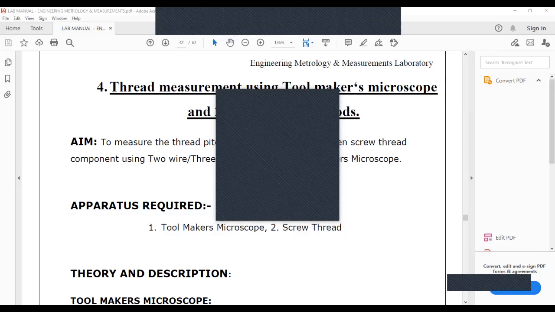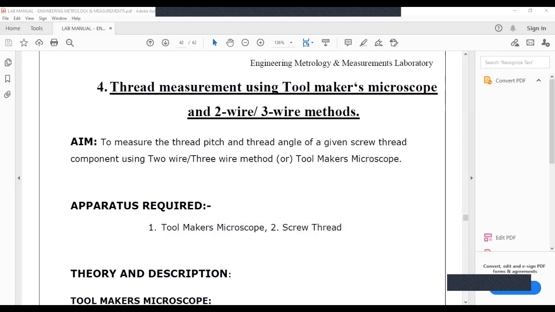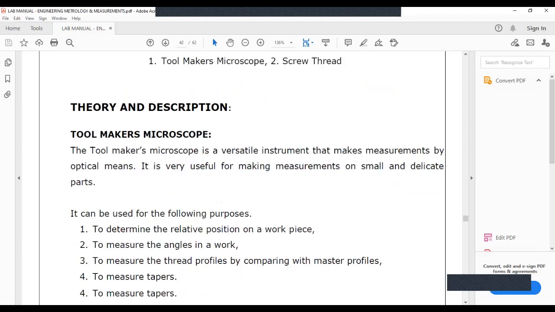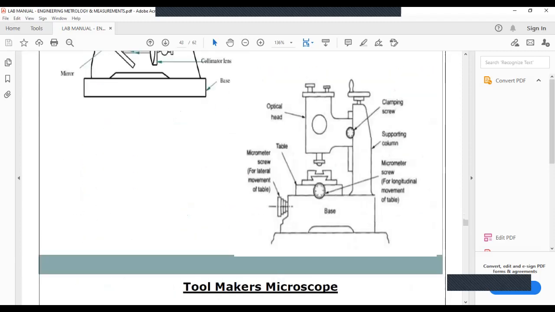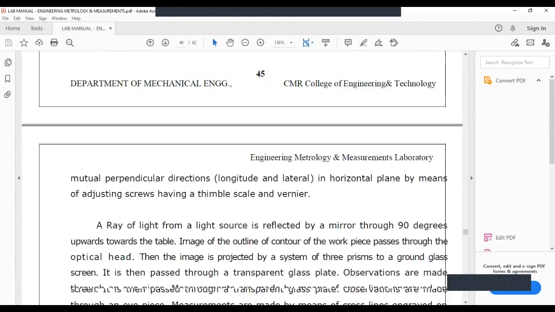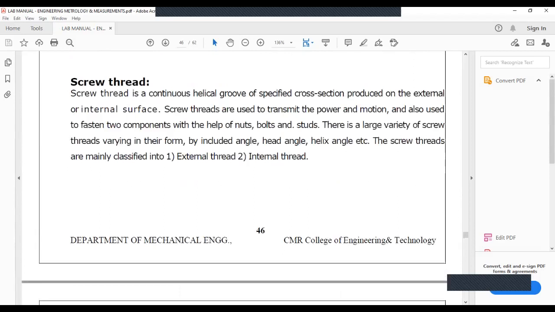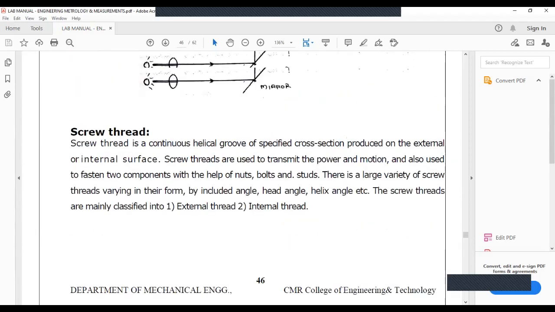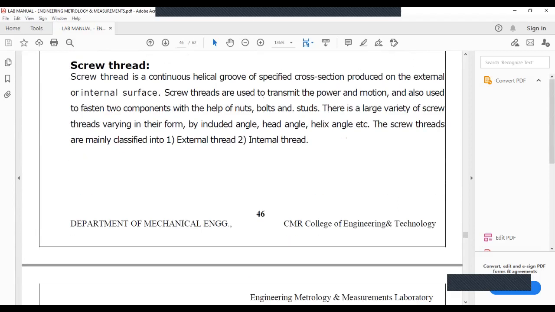Once you have taken this information, now, as I told you, here our intention is to find out the thread pitch and thread angle. So these are the two things. First of all, we need to find out where exactly this thread pitch and thread angles exist on the screw thread. So directly we are moving toward the components or specimen on which we want to find out the pitch as well as the thread angle.